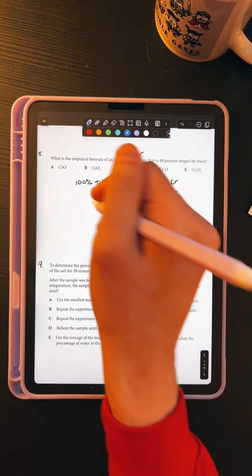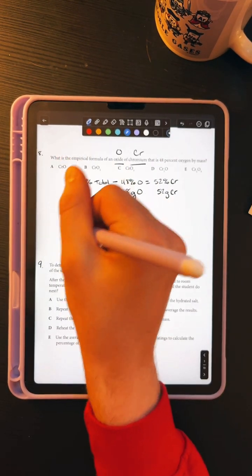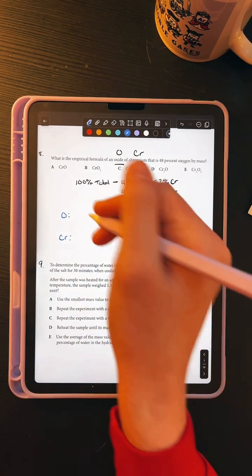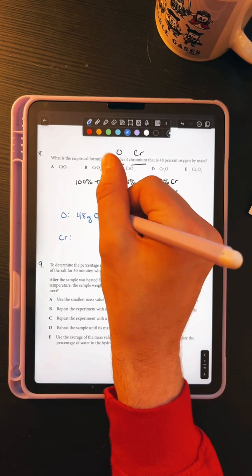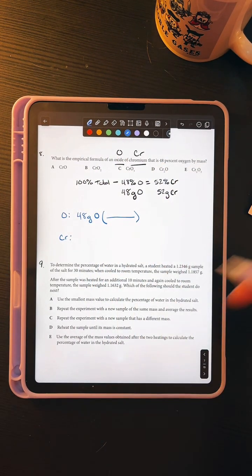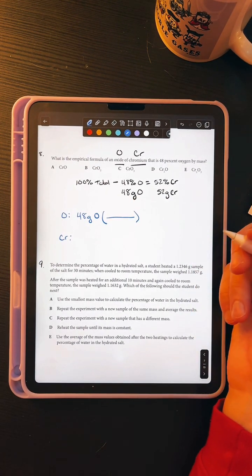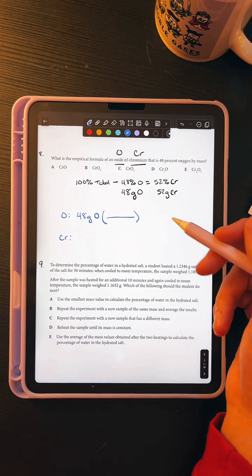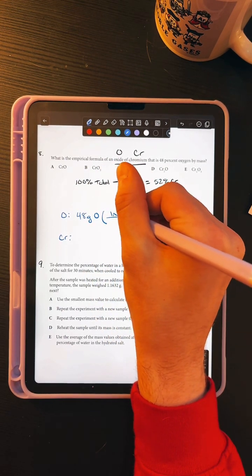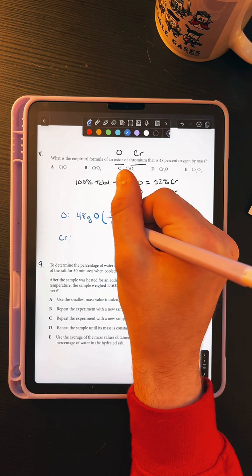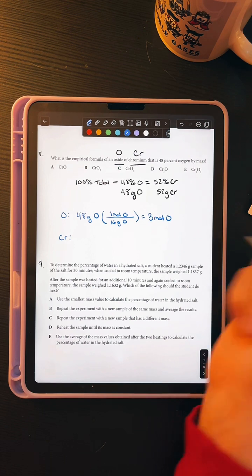So then we'll go through and let me denote this. We have oxygen and we have chromium. So we start out with 48 grams of oxygen. We don't want to be in grams. Whenever we do these empirical formulas, we are going to be solving for moles first. I see a lot of people are guessing C, so let's see if we're correct. So we have 48 grams of oxygen. We have 1 mole of oxygen on top using the molar mass of 16 grams of oxygen. That gives us a value of 3 moles of oxygen.